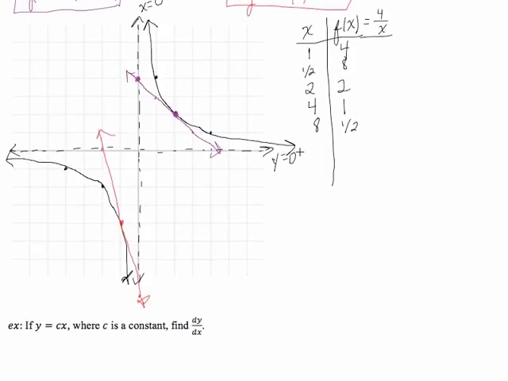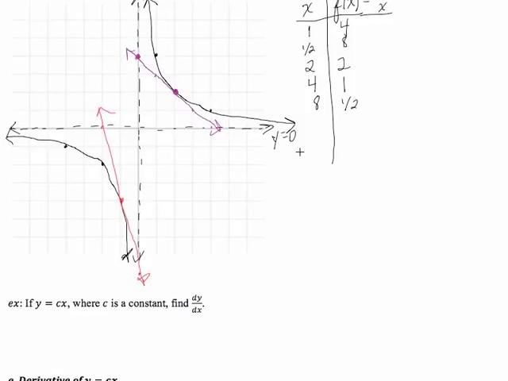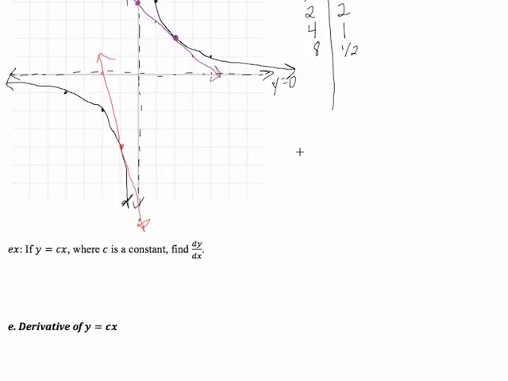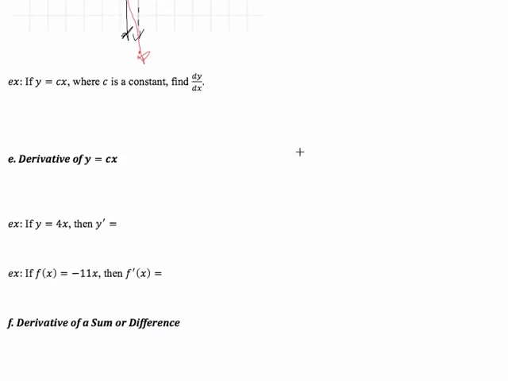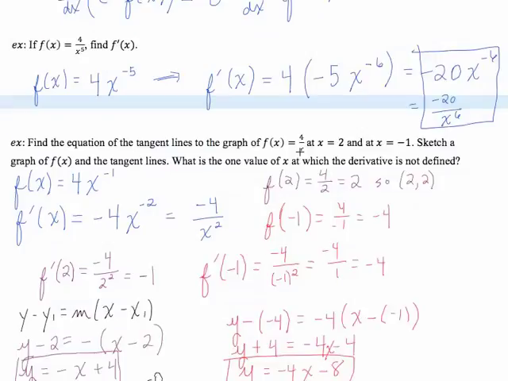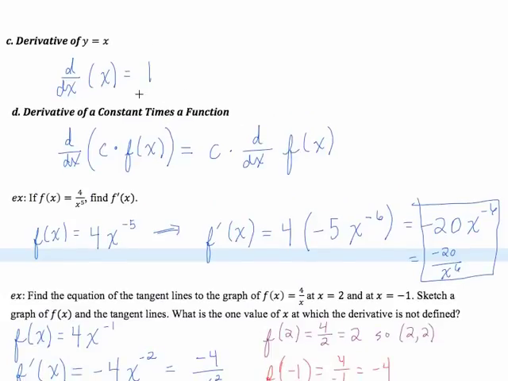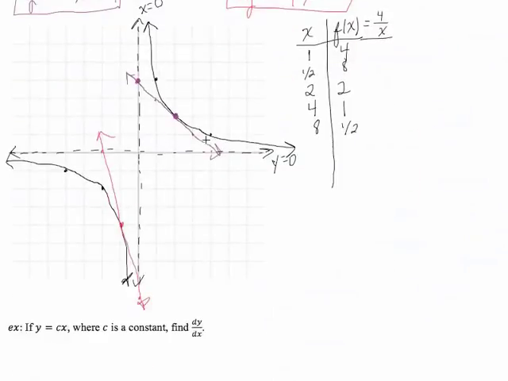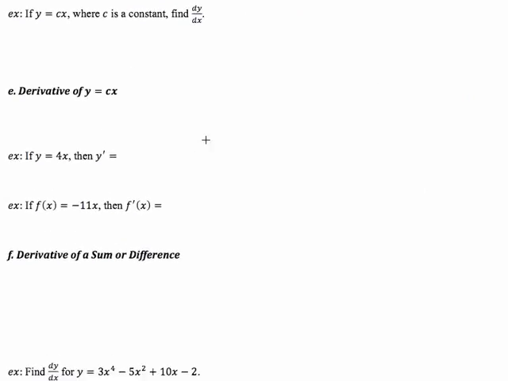Okay, let's look at some more rules. Let's find the derivative of y equals cx, where c is a constant. Well, because the derivative of y equals x is 1, and we can pull a constant out front, the derivative of a line of the form y equals cx can be found by pulling the c out front and then multiplying times the derivative of x, which is 1, so we just get c.